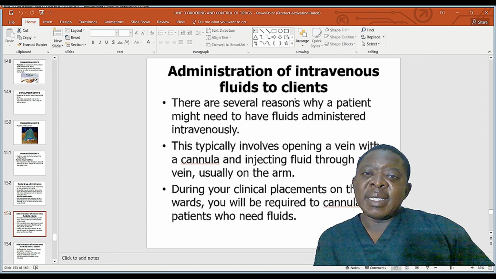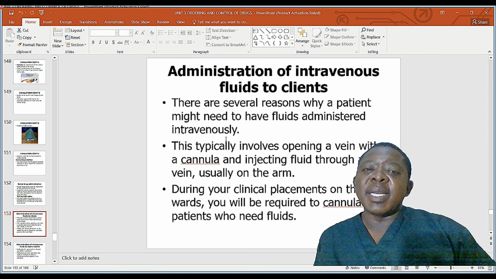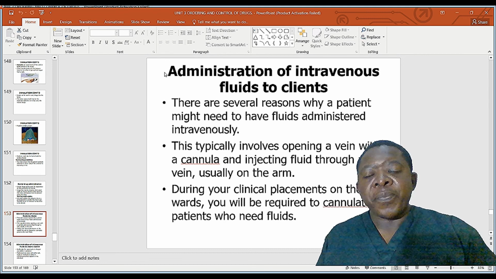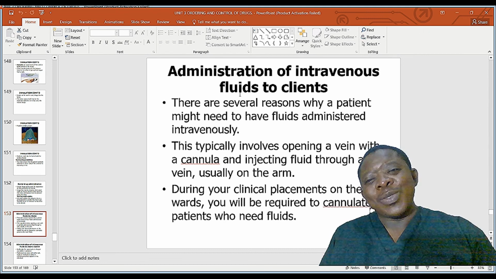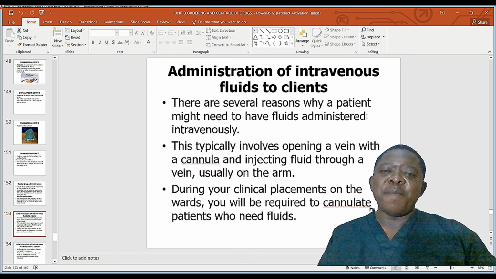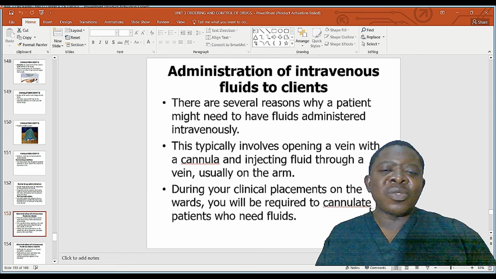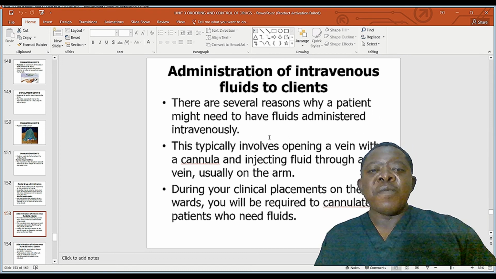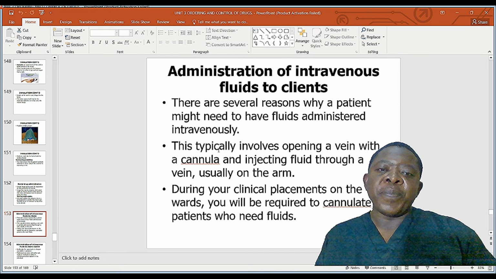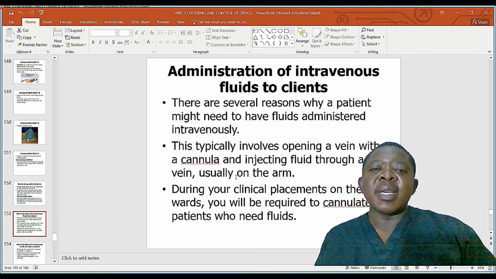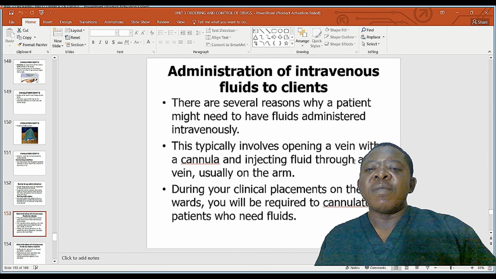There are several reasons why a patient might need to have fluid administered intravenously. Here we're looking at administration of intravenous fluids: normal saline, 5% dextrose, 10% dextrose, and the likes. This typically involves opening a vein with a cannula and injecting fluid through a vein, usually on the arm.